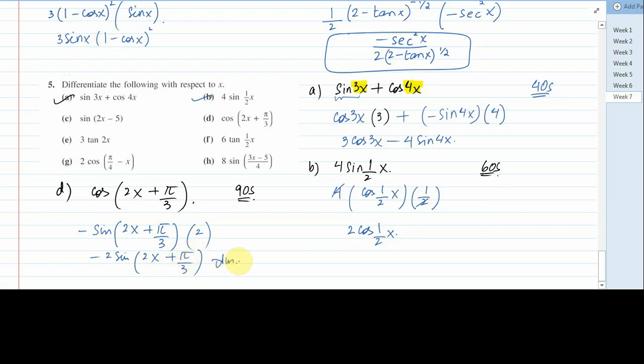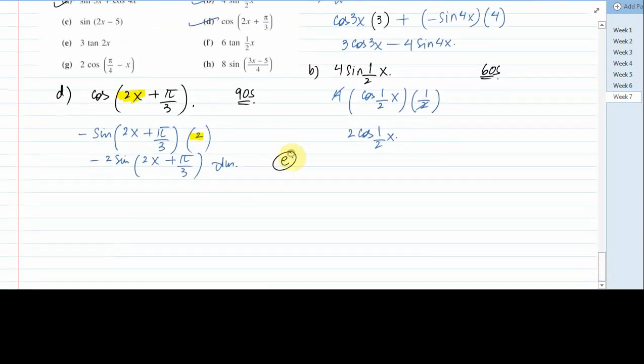So such types of questions are quite easy. Be very careful that you need to differentiate the angle. Never ever forget the differentiation of the angle, because that is a very silly and common mistake that I have observed most students make in the differentiation of trigonometric functions. Alright, so we have attempted parts A, B and D. After that we need to start from part E.